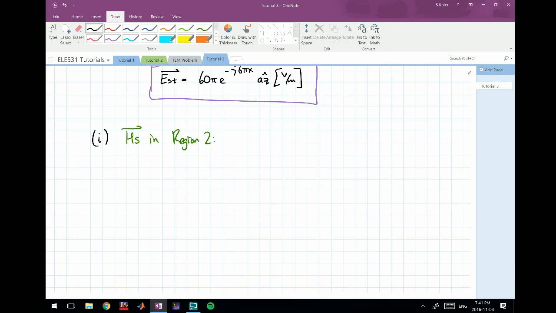So now that I have EST, I can say HST, and I can use this little shortcut equation that I have here, and this is eta 2.